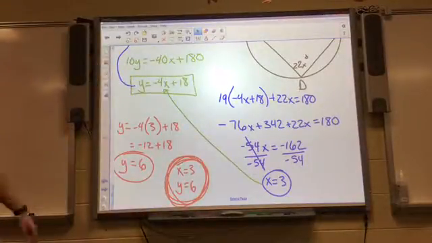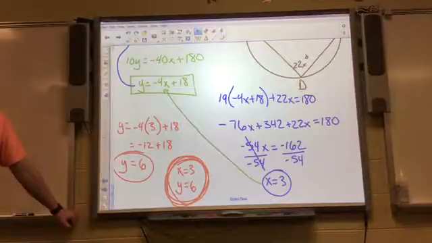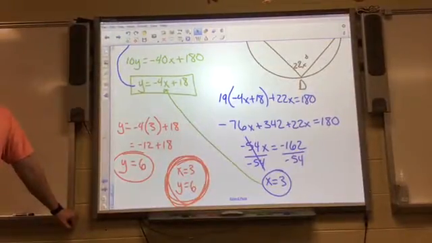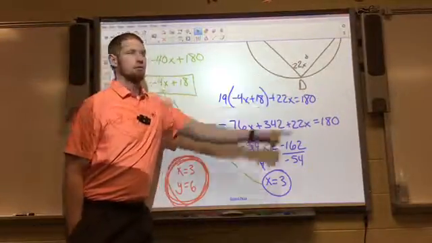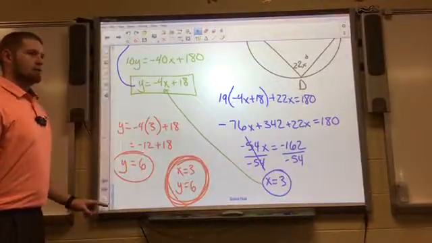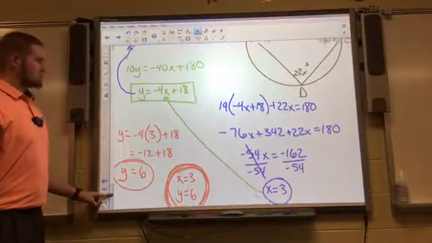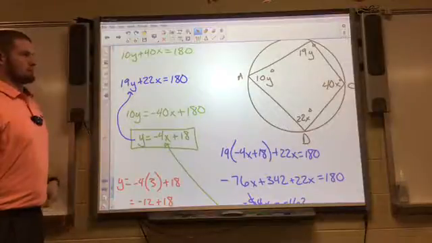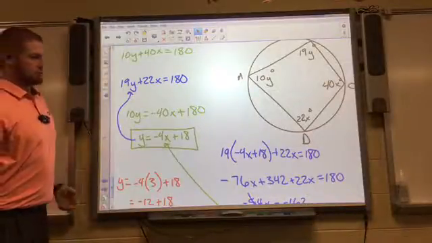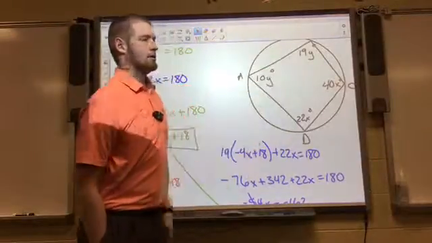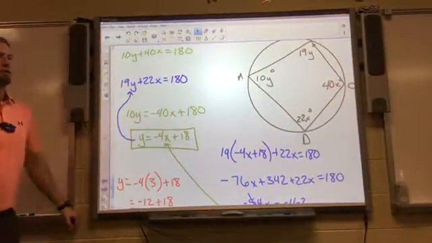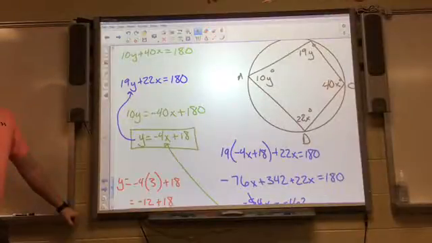What if they would have asked you to solve for the angle measures? You'd take those numbers and plug them back into your expressions up here for your angles. So just be aware of that. You don't need to find every angle, but you'd have to know one angle and the one across from it.